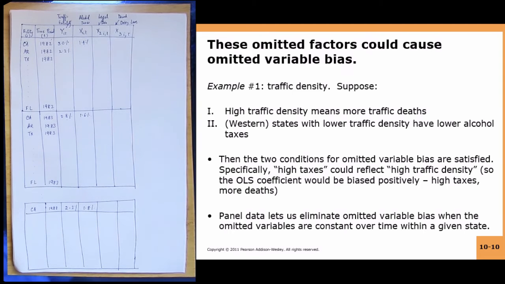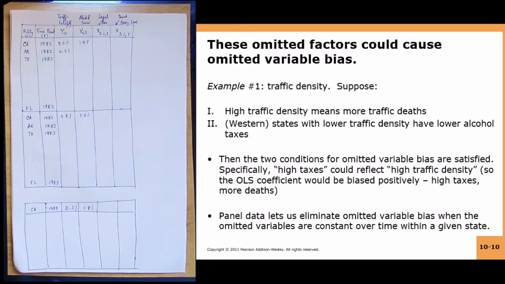So, these omitted factors that we just talked about, that was the traffic density, the culture around drinking and driving, quality of automobiles, quality of the road, these factors could cause omitted variable bias. So, let us take one particular example. Now, if you remember from our early lectures, what are the conditions for an omitted variable bias to happen?